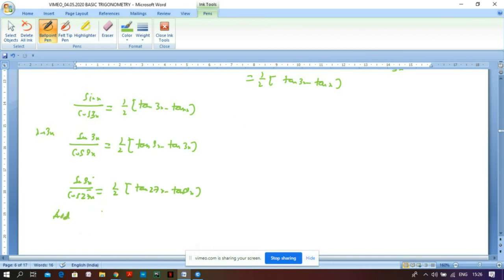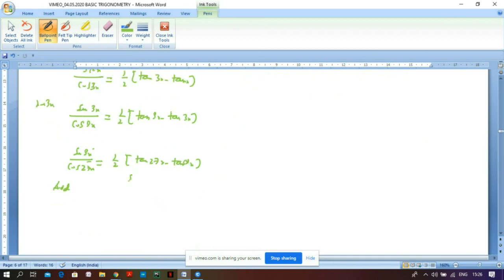If you add them up, then you will get sin x upon cos 3x, sin 3x by cos 9x, and sin 9x upon cos 3x. That is half of tan 27x minus tan 9x. That tan 27x minus tan of x you will get. So that is your answer for this.